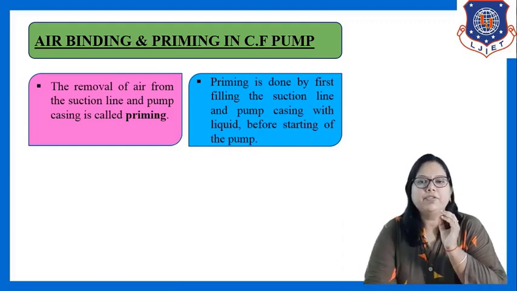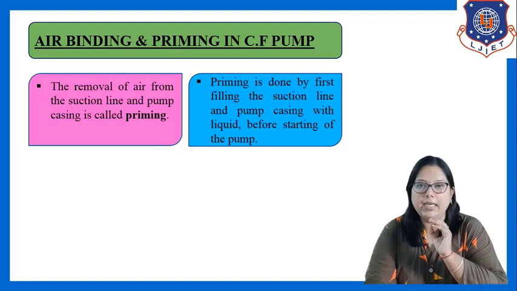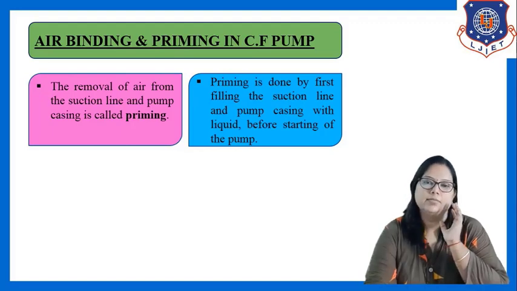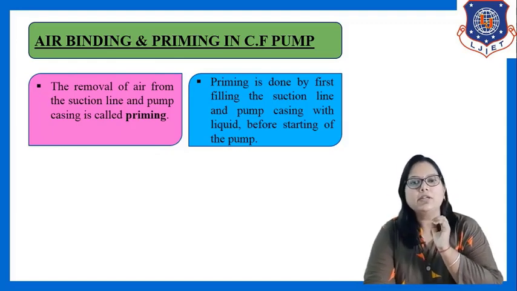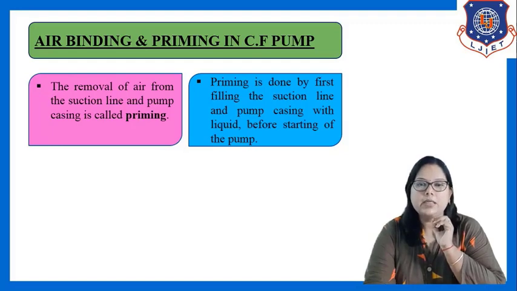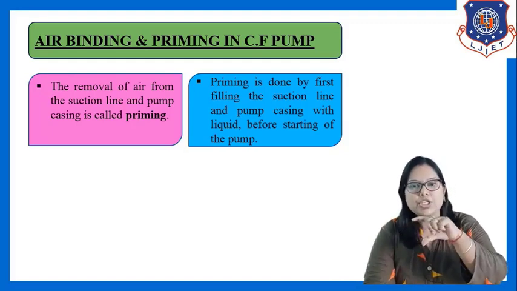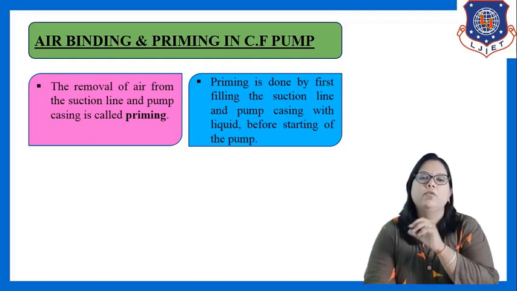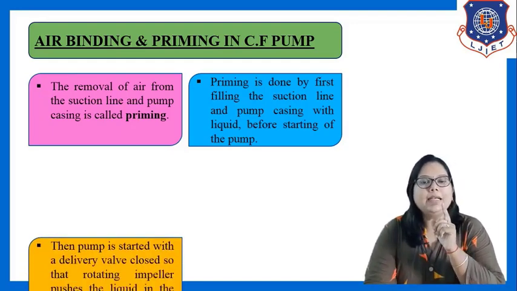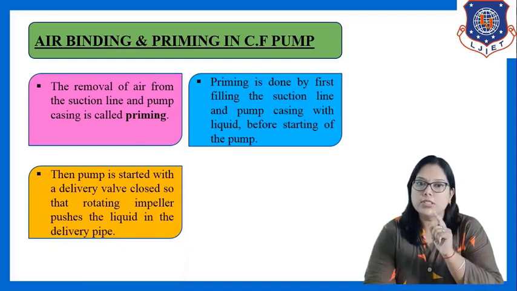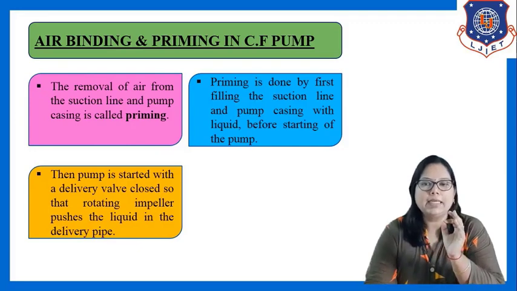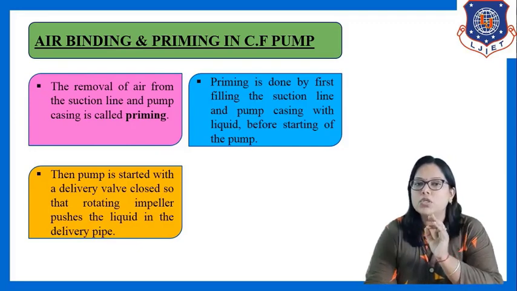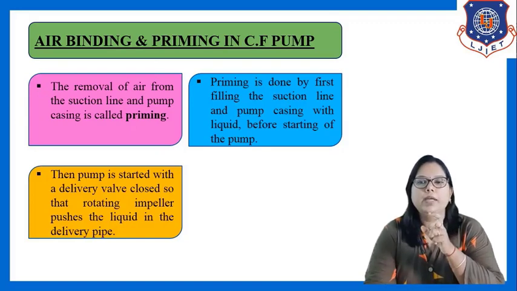Priming is done by first filling the suction line and pump casing with liquid before starting of the pump. Remember this thing, before starting of the pump, priming is done by first filling the whole suction line and the pump casing with liquid. At that time, the delivery valve is closed. That is a very important criterion. The pump is started with delivery valve closed, so what happens? The rotating impeller pushes the liquid in the delivery pipe.